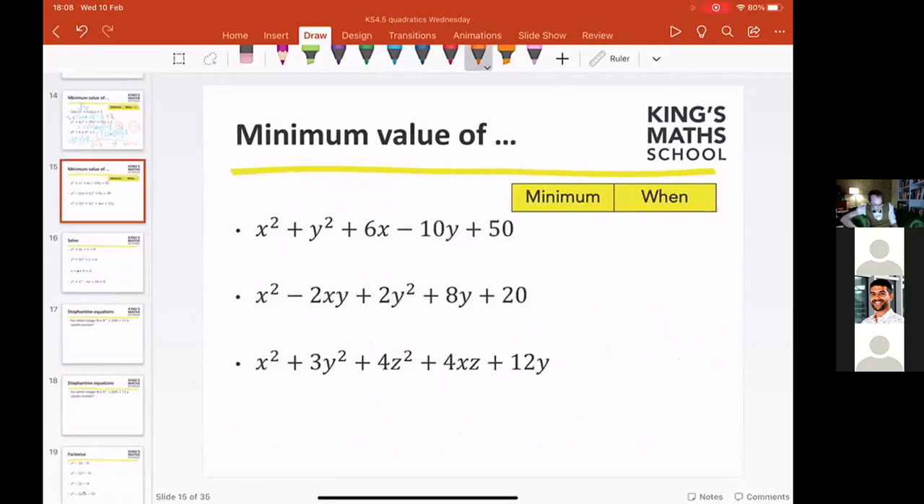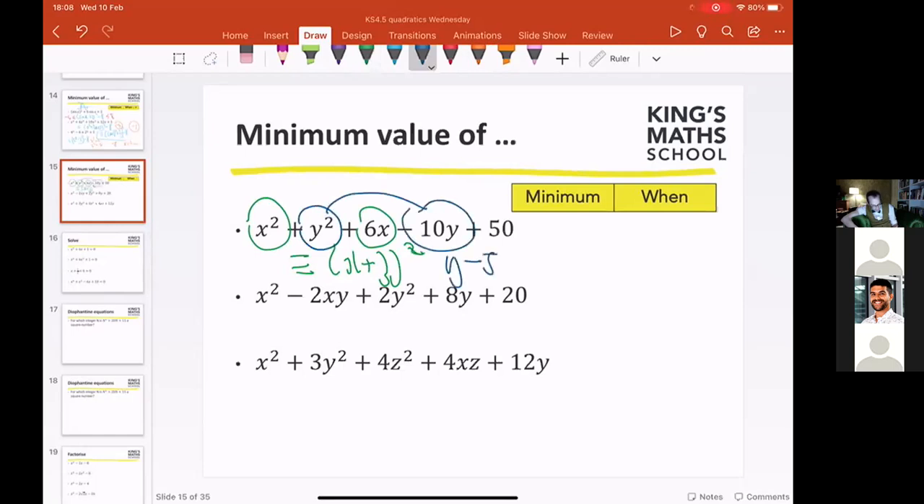Okay, so then we can go even further. Right, so now can we complete the square with expressions like these? So what have we got? Well, I've got an x squared and a 6x, so maybe I've got an x plus 3 all squared. I've got a y squared and a 10y, so maybe I've got a y subtract 5 all squared. And that would give me 9 and 25, which is 34. So I need another 16 to make it up to 50.